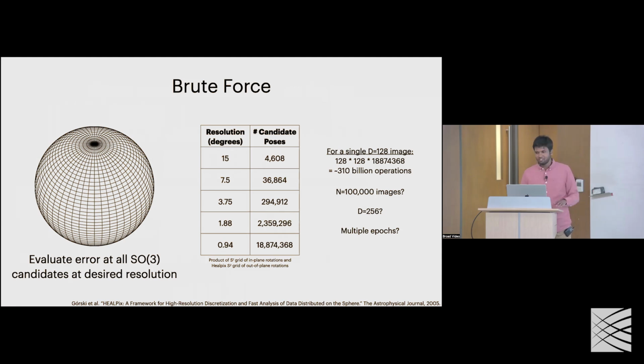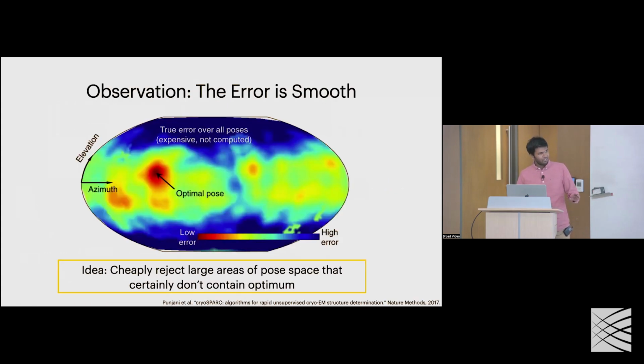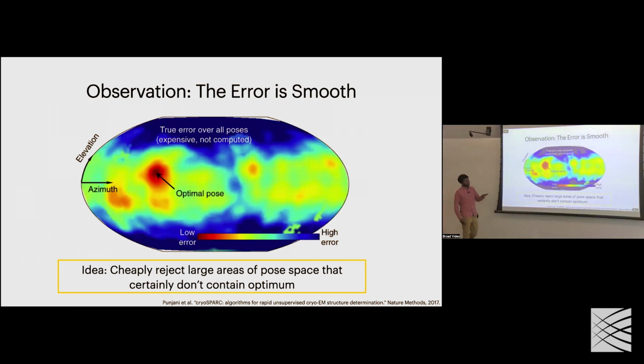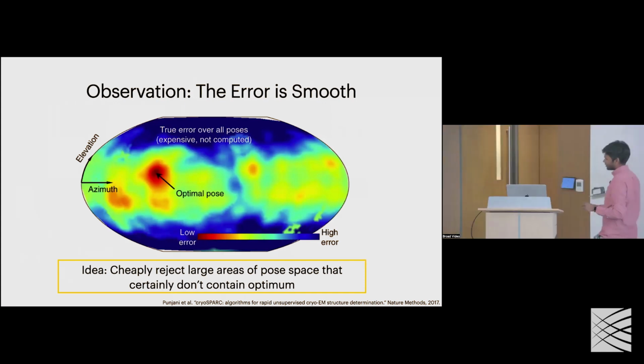And so we need a strategy for discretizing the space better. We're going to do two things, and they're both based on the observation that in general the error is smooth with respect to the pose, meaning it doesn't jump around a lot. This is the optimal pose. As I move away from the pose, the error falls off gradually. So we can make use of this observation to do a couple of heuristics.